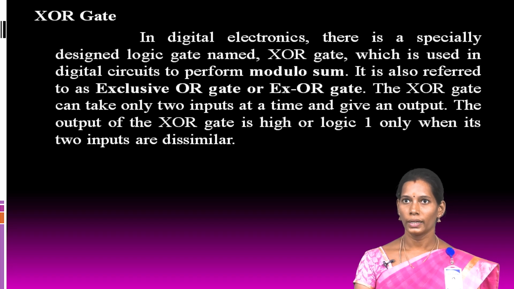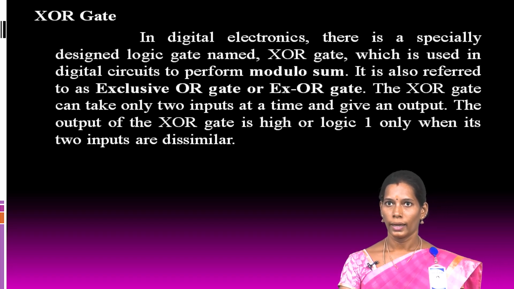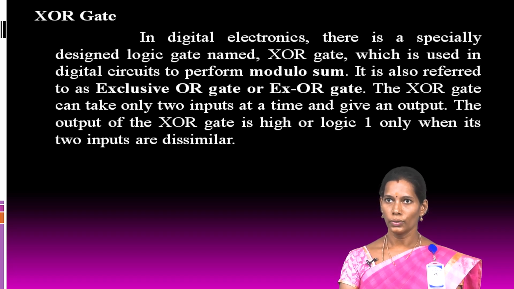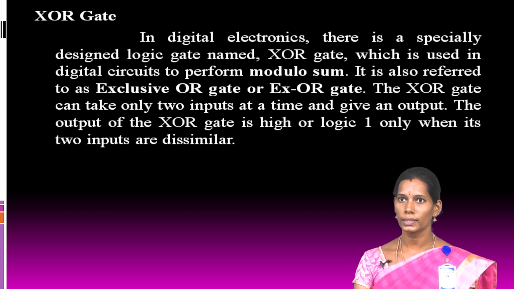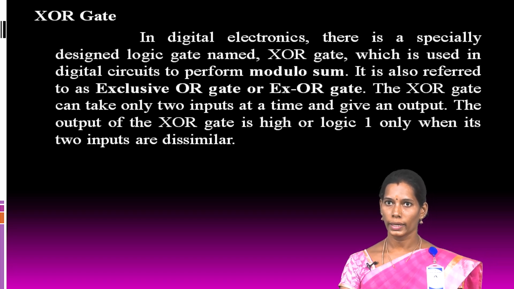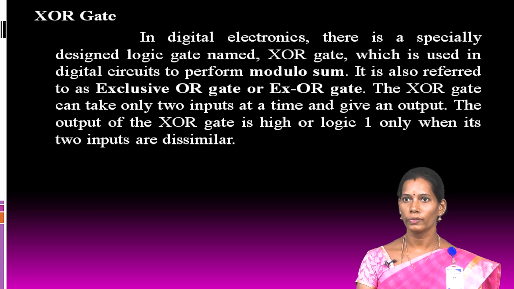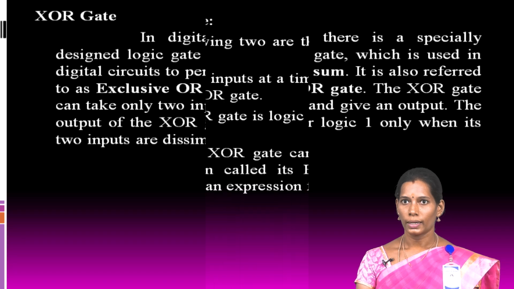XOR gate. In digital electronics, there is a specially designed logic gate named XOR gate, which is used in digital circuits to perform modulo sum. It is also referred to as exclusive OR or EXOR gate. The XOR gate can take only two inputs at a time and give one output. The output of the XOR gate is high or logic 1 only when its two inputs are dissimilar.